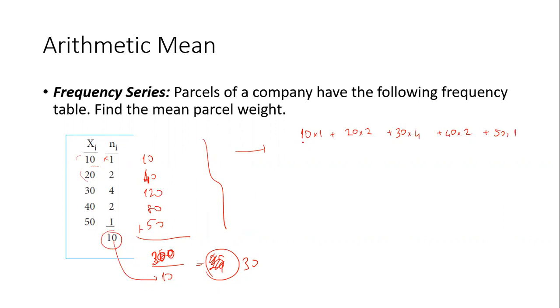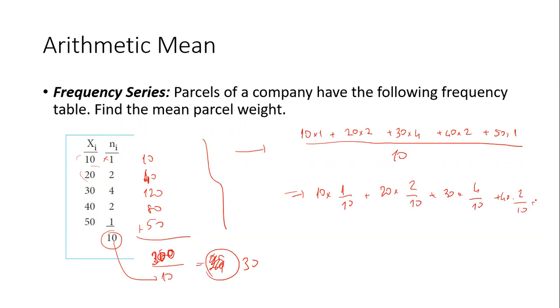So what you do is you just divide it by what? Divide it by 10, okay? So you can just write it like this, 10 times 1 divided by 10, plus 20 times 2 divided by 10, plus 30 times 4 divided by 10, plus 40 times 2 divided by 10, and 50 times 1 divided by 10, okay? Which is also equal to 30. So what is this? 1 divided by 10, 2 divided by 10, 4 divided by 10, 2 divided by 10.